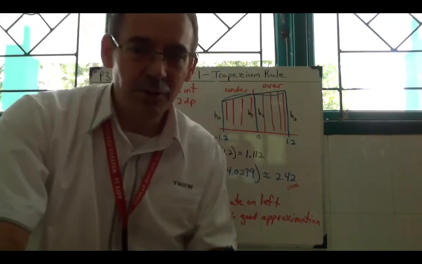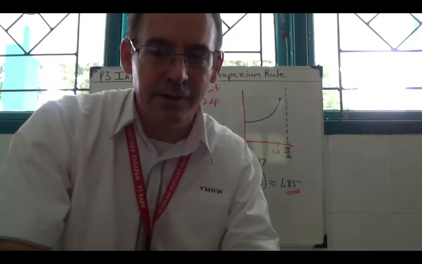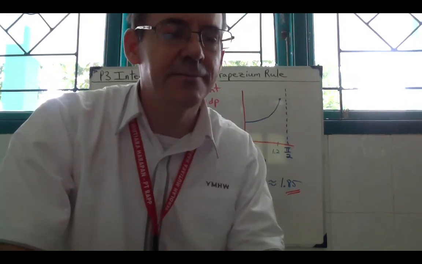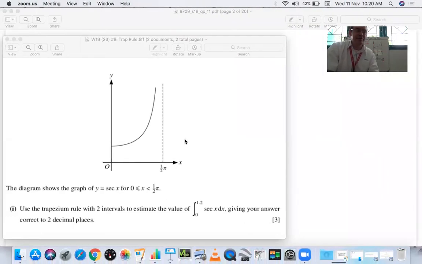Okay, we'll have one more for you. Let's look at the last question here. Here we have another diagram provided for us, which is y equals secant x over the interval from 0 to pi halves, although the graph doesn't reach pi halves because there's a vertical asymptote there. Can't cross over that. Use the trapezium rule with 2 intervals to estimate the value from 0 to 1.2 of secant x dx, giving your answer correct to 2 decimal places.